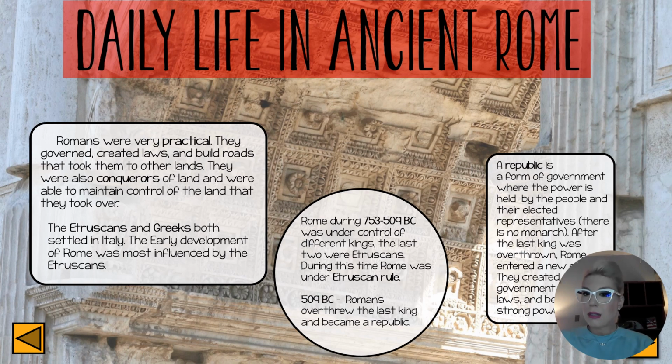A republic is a form of government where the power is held by the people. This is so important. You'll need to know this. And they're elected representatives. There is no monarch. After the last king was overthrown, Rome entered a new era. They created a new government, laws, and became a strong, powerful country.